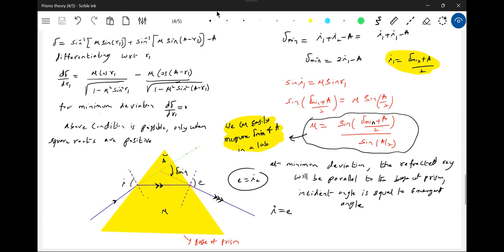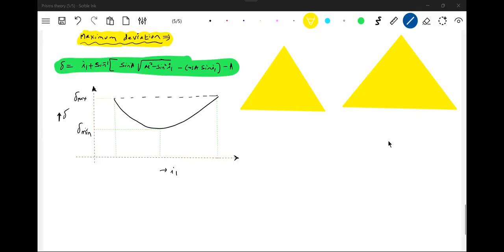So like this, we started with a small idea with the minimum deviation one. Next, we'll go for the maximum deviation one. Okay, now after learning the minimum deviation, we'll go for the maximum deviation. Already we have brought the expression for deviation, and this was the particular curve, the deviation as a function of angle of incidence. We just discussed the minimum deviation.